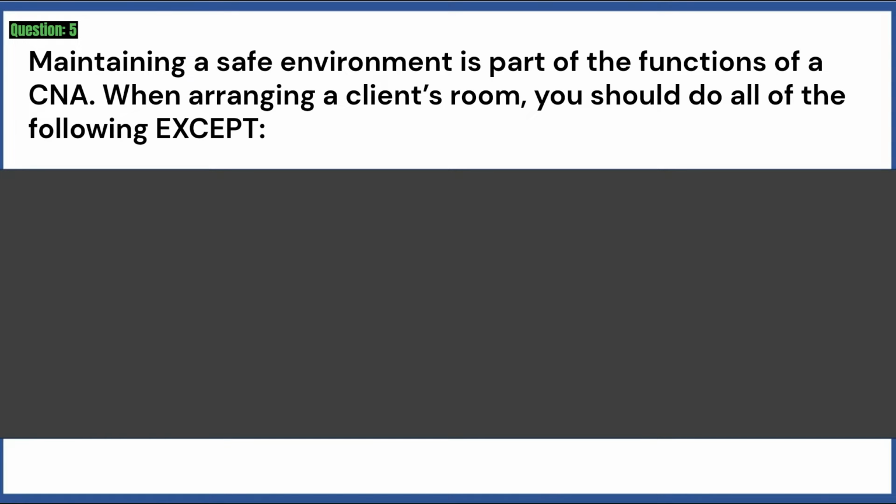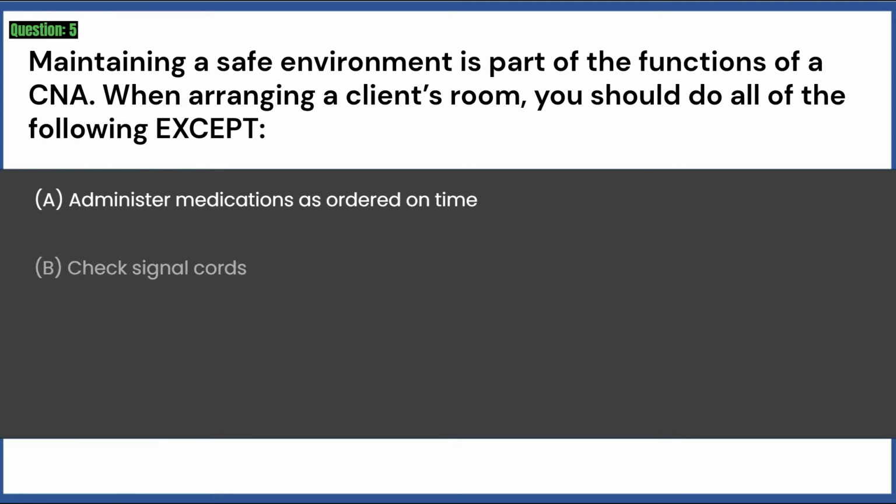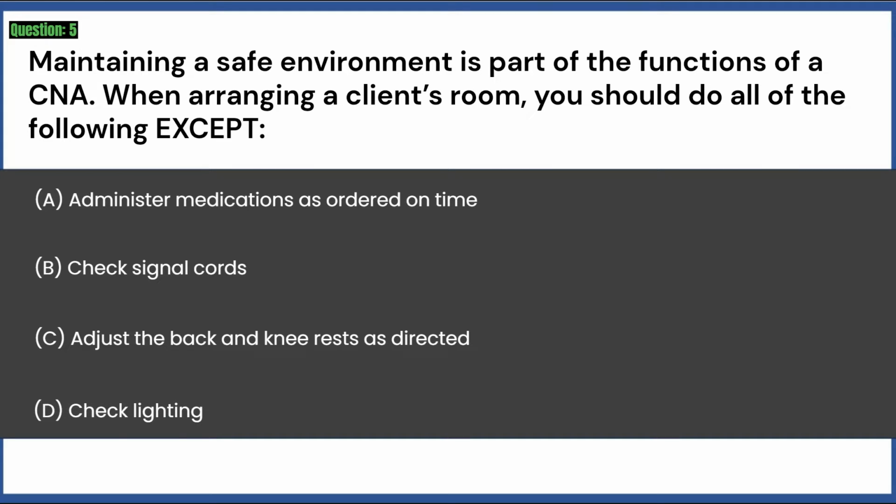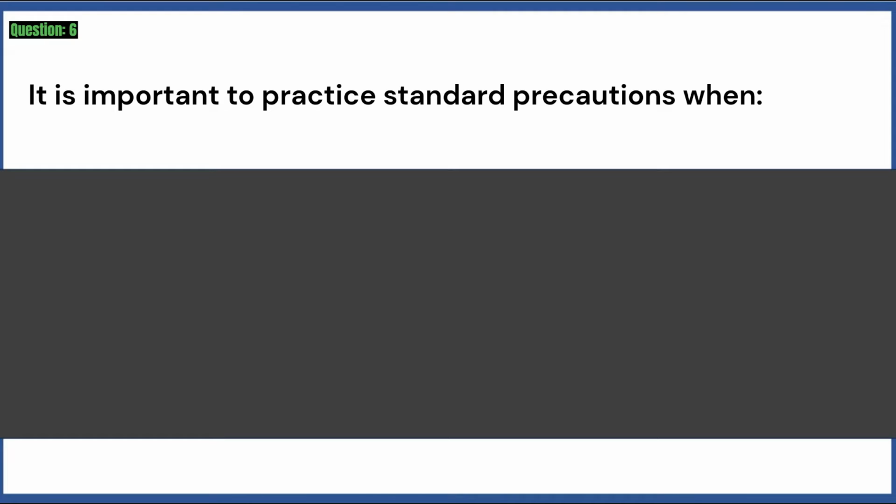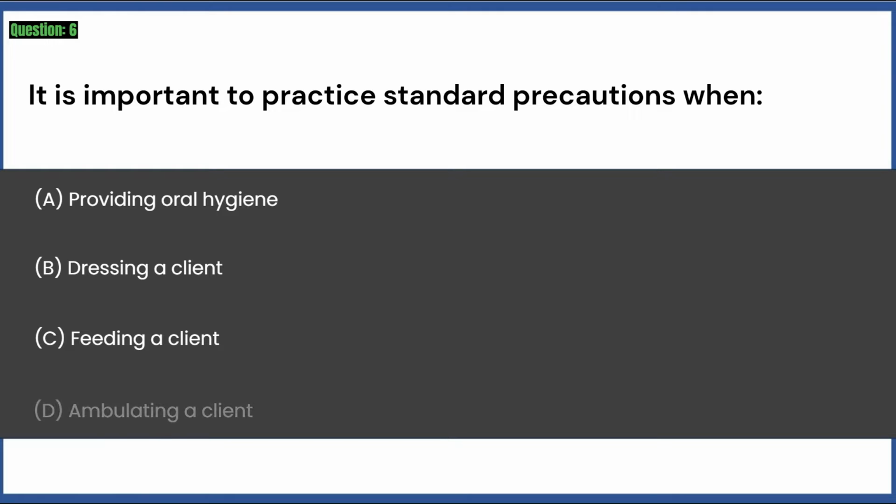Maintaining a safe environment is part of the functions of a CNA. When arranging a client's room, you should do all of the following except: A. Administer medications as ordered on time. B. Check signal cords. C. Adjust the back and knee rests as directed. D. Check lighting. Answer: A. Administer medications as ordered. It is important to practice standard precautions when: A. Providing oral hygiene. B. Dressing a client. C. Feeding a client. D. Ambulating a client. Answer: A.